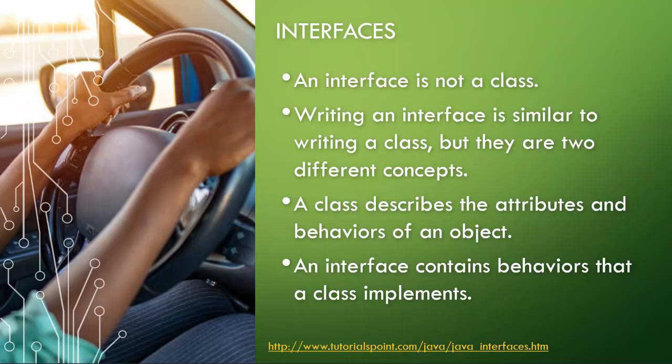So some common facts: an interface is not a class, so it's not the blueprint of what's going to be built. It is like a pre-contract of what has to be put into a blueprint when the blueprint is created. So it is tied to classes, but it's not a class itself. Writing an interface is similar to writing a class, but they are two different concepts. A class describes the attributes and behaviors of an object, whereas an interface contains behaviors that a class has to implement if it says it's implementing that interface.